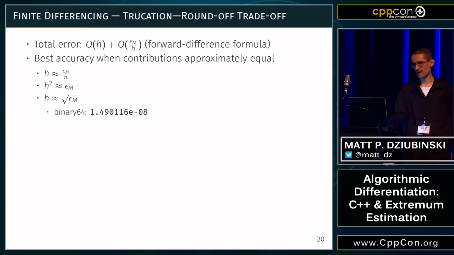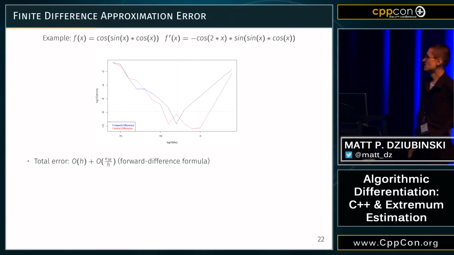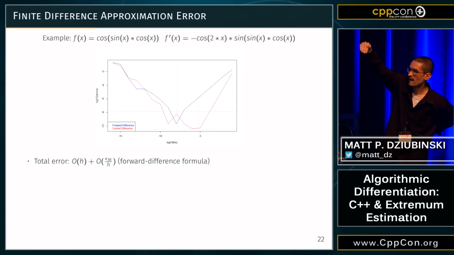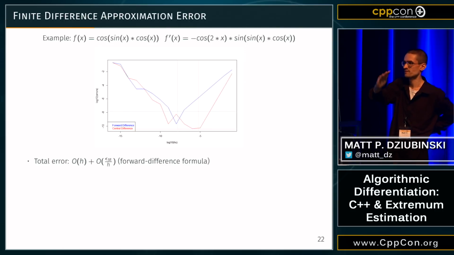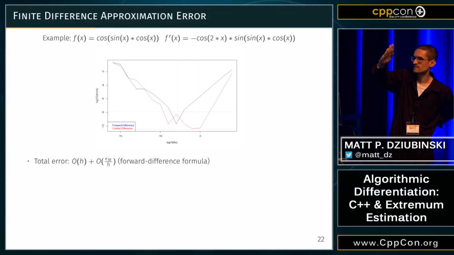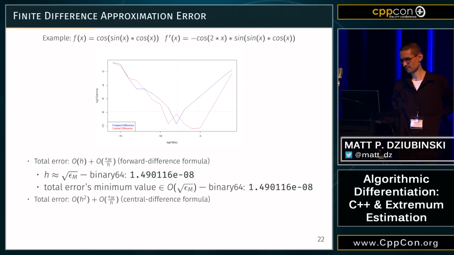You can represent this graphically, and it looks like this. If this was just real numbers on a piece of paper, we would only see the right half of this figure, and we would have the error decreasing as the step size grows smaller. However, because we have computers using a finite amount of memory with finite precision floating point numbers, at some point as we make the step size smaller and smaller, the error actually goes up. So finite differences, not very accurate.